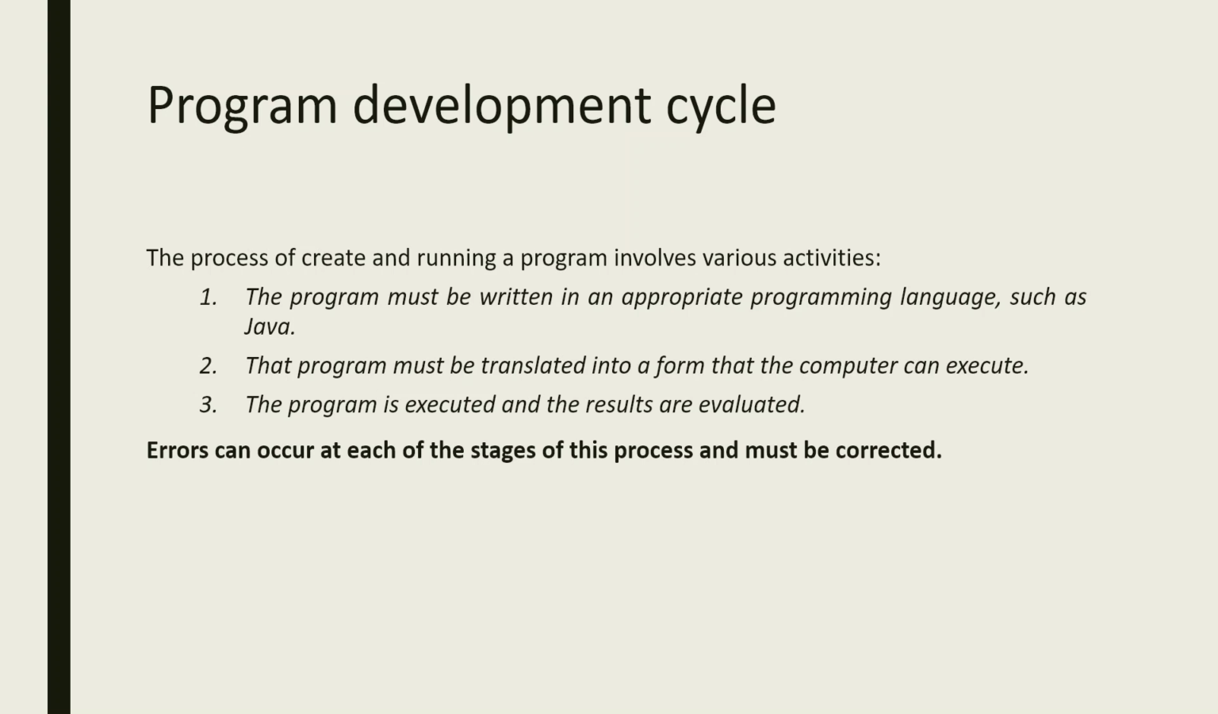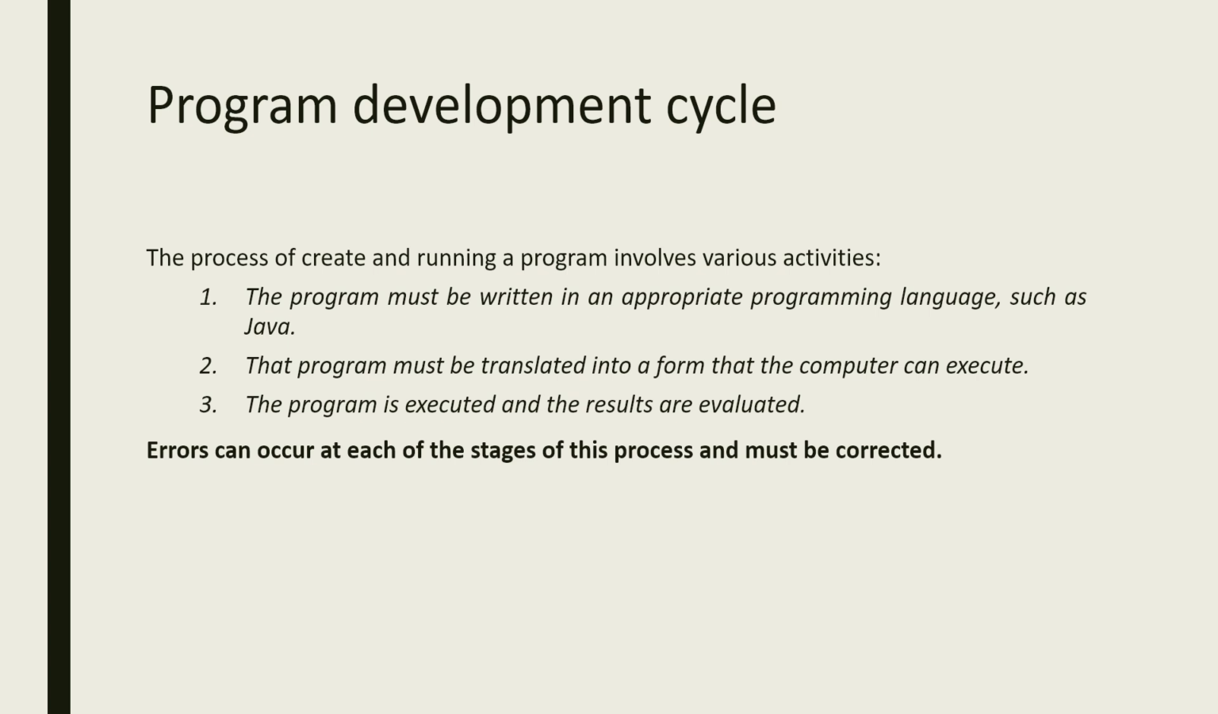There are various steps in the process of creating and running a program. The first step will be to write it in an appropriate language. The language could be Java, but could be Python, C++, assembly. There are many different languages. The second step will be to translate this program into a form that is called executable, a form that the computer can execute. And third and last, you have to execute the program and evaluate its results.